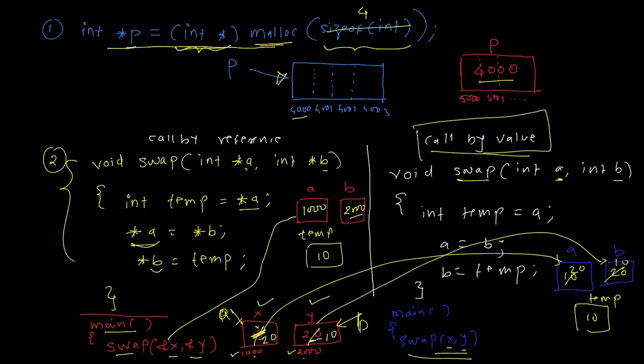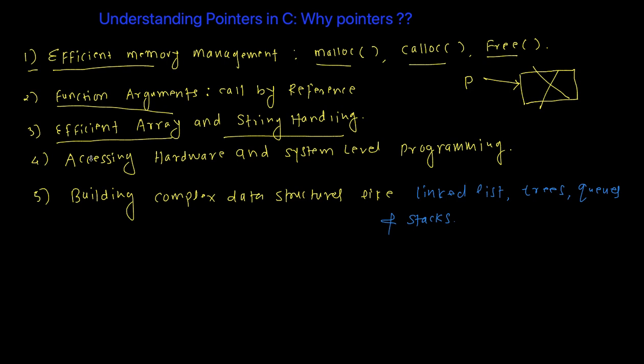So let's see another usage of pointers: accessing the hardware and system level programming. As pointers give us direct access to memory locations, this is very essential for embedded systems, operating systems, and device drivers. Pointers help us do programming at that level, system level programming.